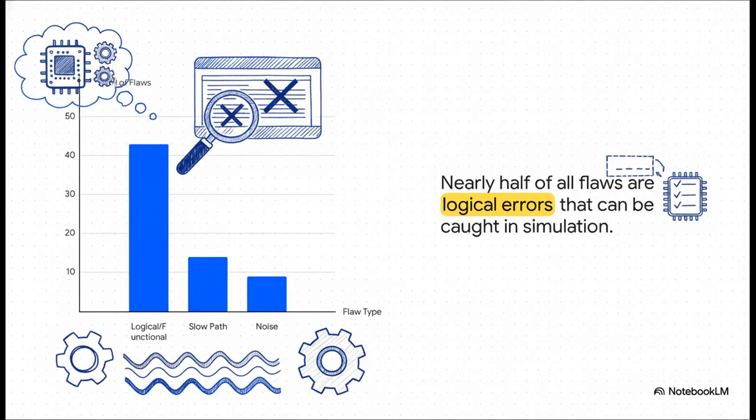So where are all these show-stopping bugs even coming from? Well, get this. A whopping 43% of them are just plain old logical or functional flaws. These aren't weird, deep physics problems. They're just mistakes in the design. They're bugs in the code that, you guessed it, probably could have been caught with a better simulation before the design ever went to the factory.